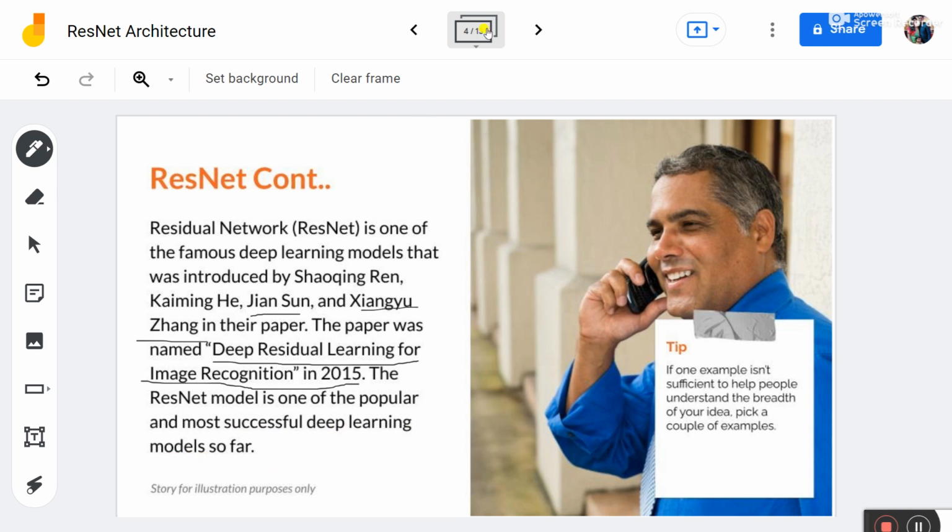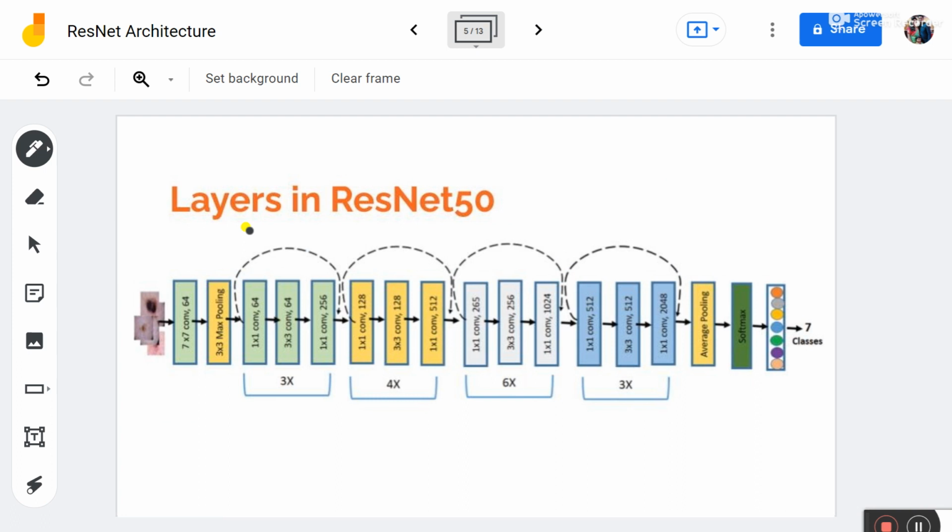All right, so these are the layers in ResNet 50. Each layer has a significant role. Here we have convolutional layers in the network. So these are 50 CNN layers inside the network. 50 means 50 CNN layers are there.